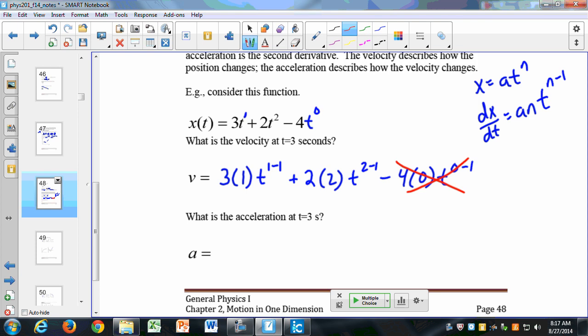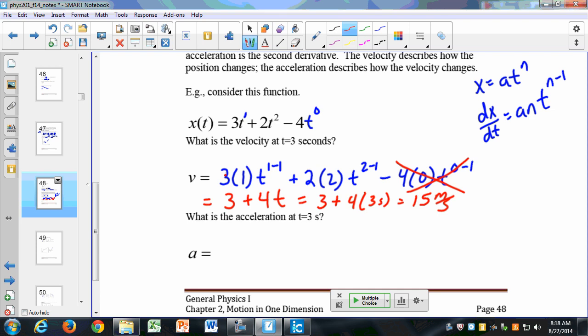It's actually pretty groundbreaking for Newton to come up with this. It was a big deal. So if I just evaluate this, 3 times 1 times t to the 0 is just 3, plus 4 times t to the 2 minus 1, which is just t. And then I can evaluate it at t equals 3 seconds. That's going to be 3 plus 4 times 3 seconds. As Courtney said, that's 15 meters per second.